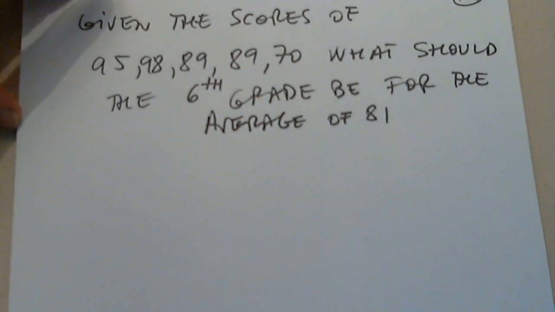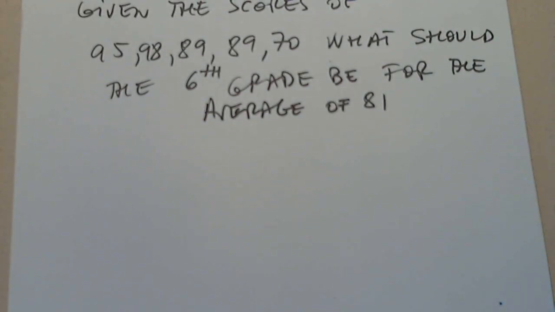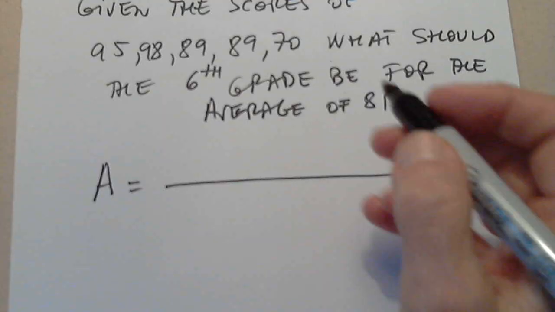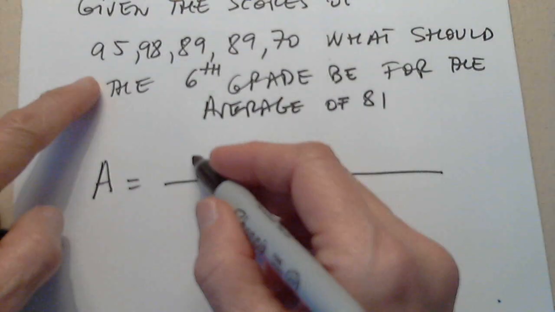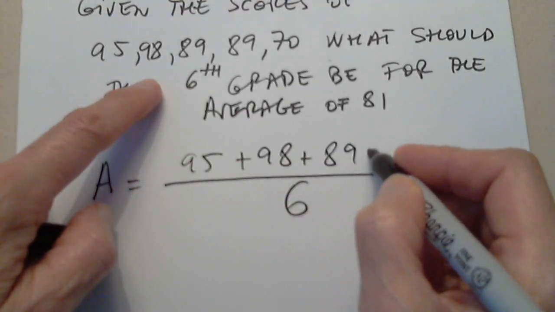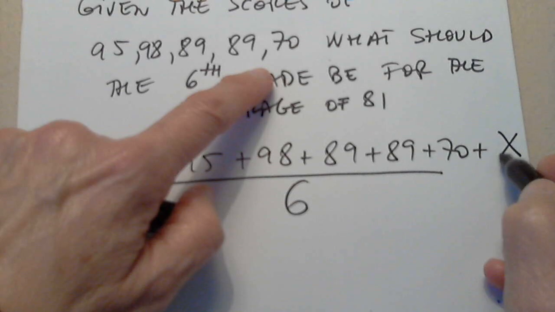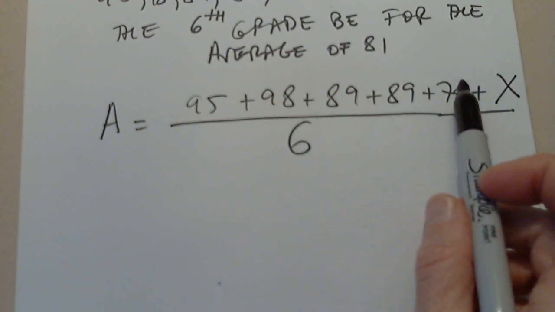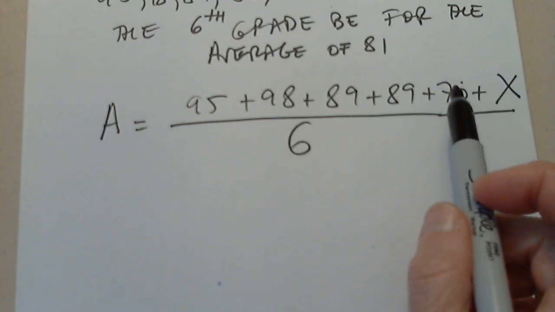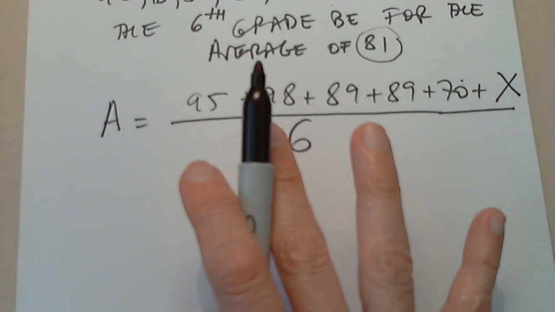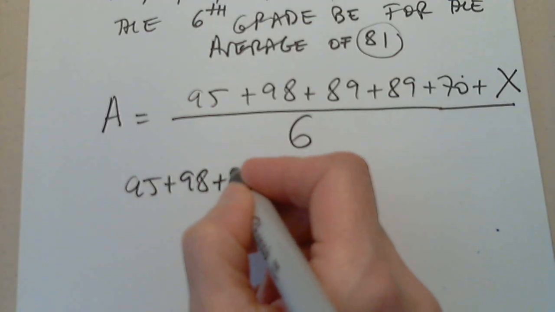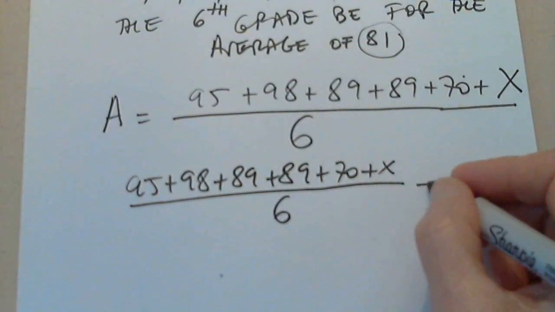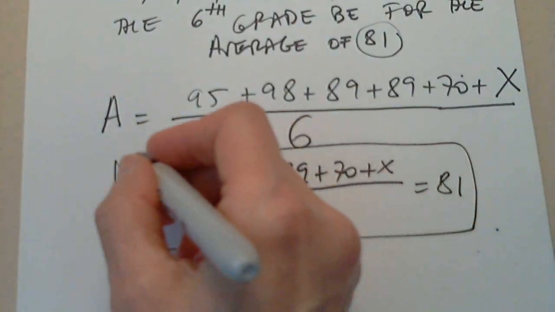Can anyone refresh our memory on what is the formula for the average of 6 numbers? Add all 6 and divide by 6? Exactly. So I have 95 plus 98 plus 89 plus 89 plus 70 plus the unknown. 73.5? So you calculated this? So the average has to be 81. So the equation is this: 95 plus 98 plus 89 plus 89 plus 70 plus x divided by 6 has to equal 81. This is our equation. This is what we have to solve for x.